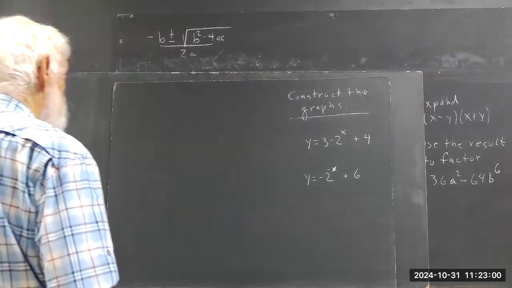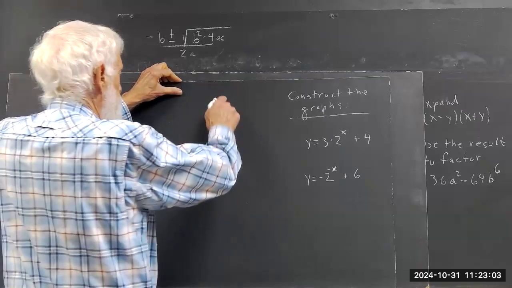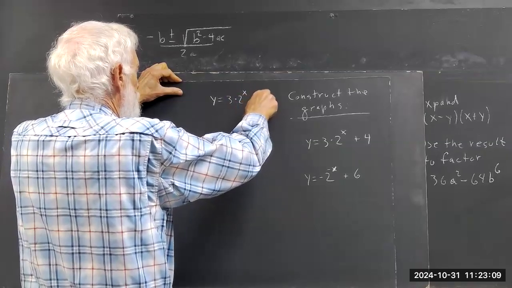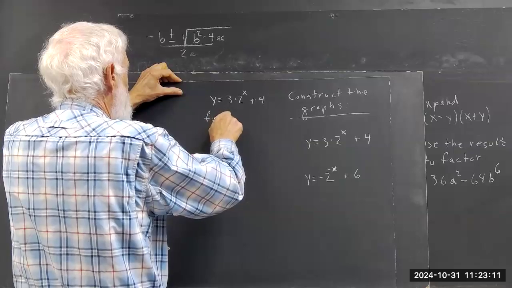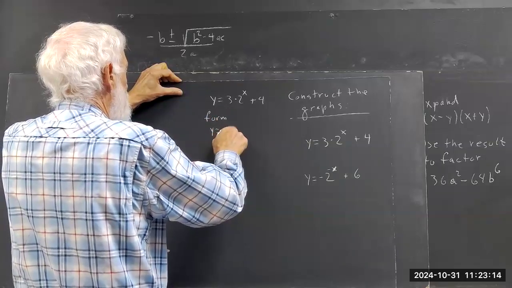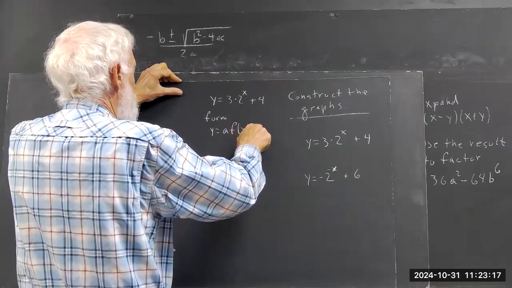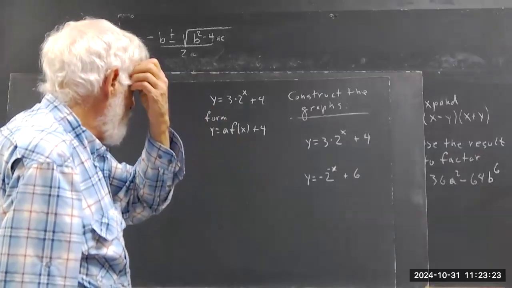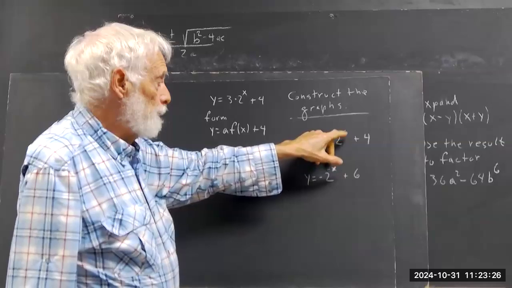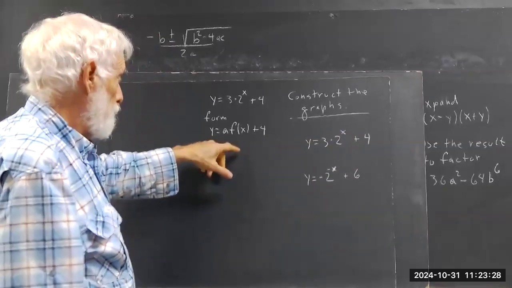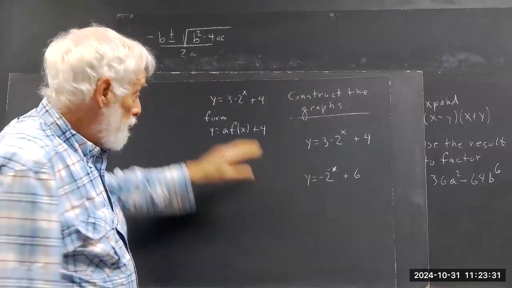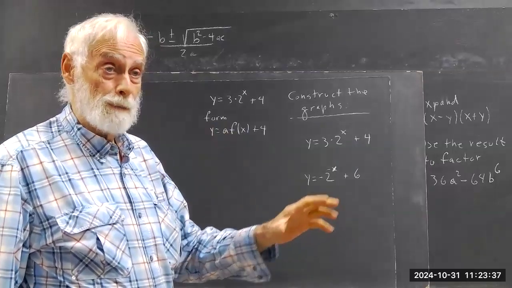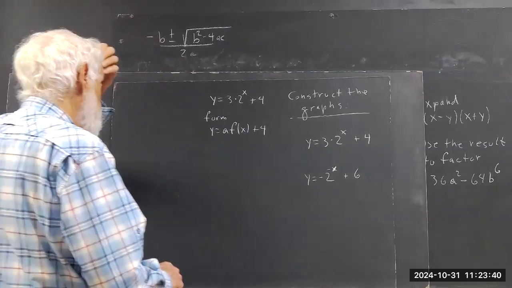Two functions we want to graph. This is the form y equals a f of x plus 4. If we had an x minus 3 or an x plus 5 up here in the exponent, then it'd be a f of x minus h plus 4. I always want to think about this because we're going to have to know it real well by the time of the final.